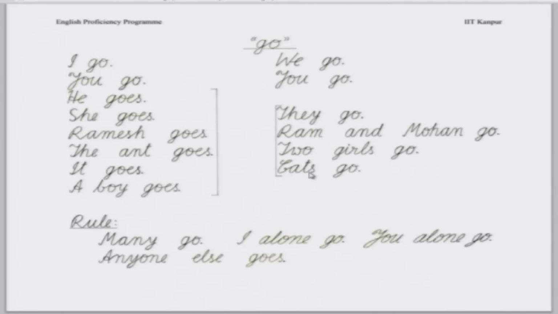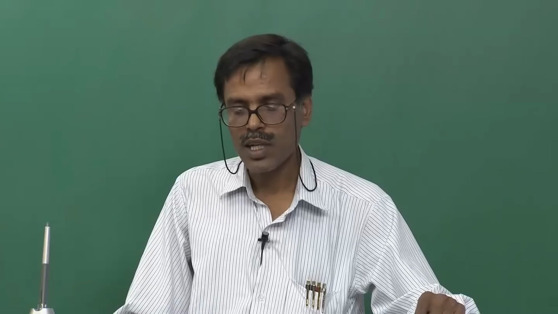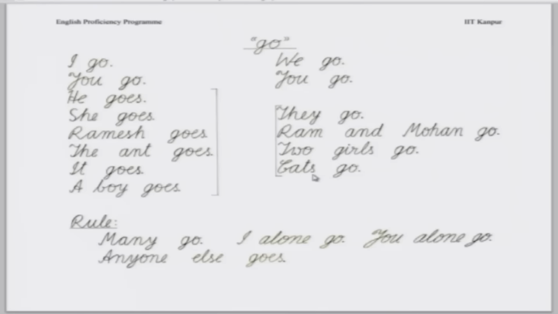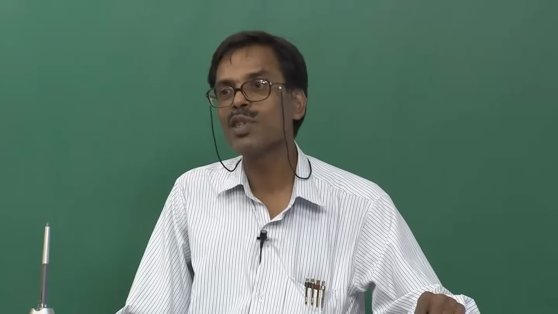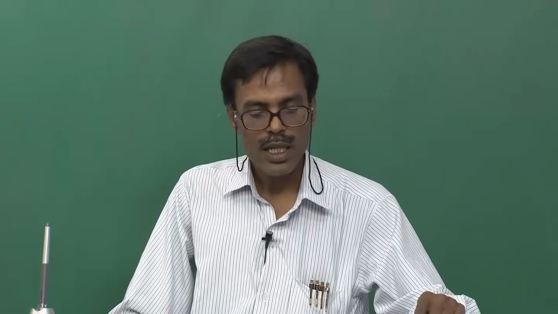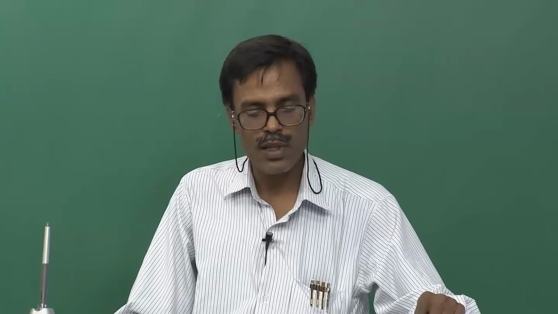For example, cats is fine. So where you are not talking about some cats which are already known, you are talking about cats in general. Okay, so cats go, so not the cats. In this place, if it were the cats, then it would mean that in the background it is known which cats we are talking about.